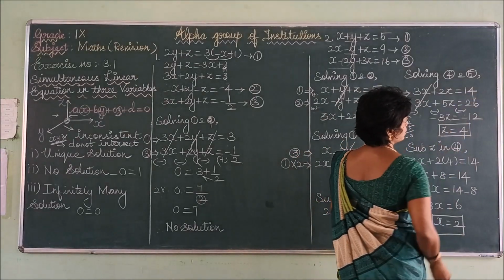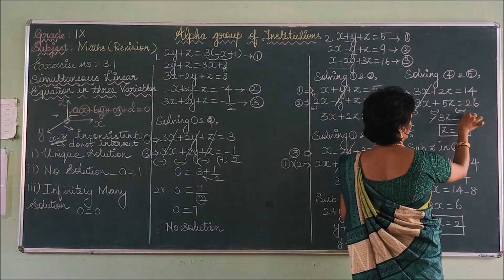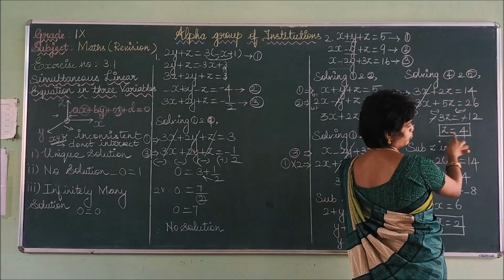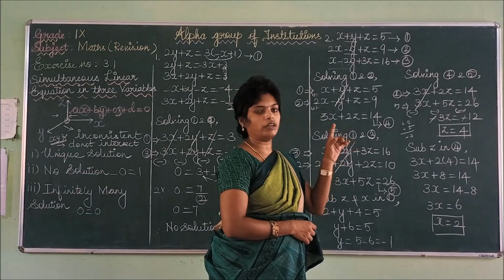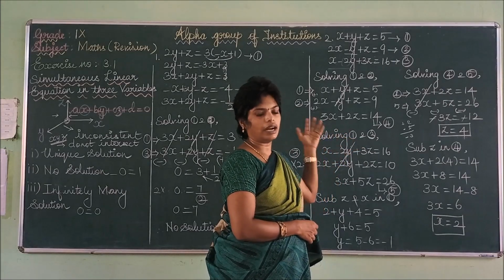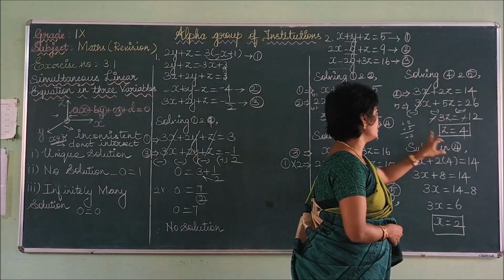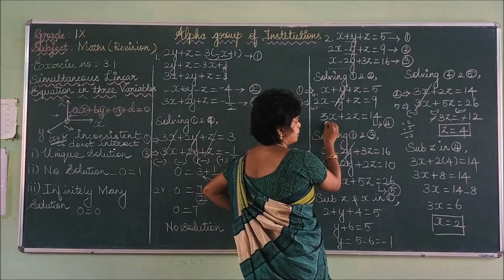So subtracting, 26 minus 14 is 12. So cancelling this negative sign. How many 3's are 12? 4 3's are 12. So z equal to 4. Now you got one value, the value of z. The other two values are of what? x and y.